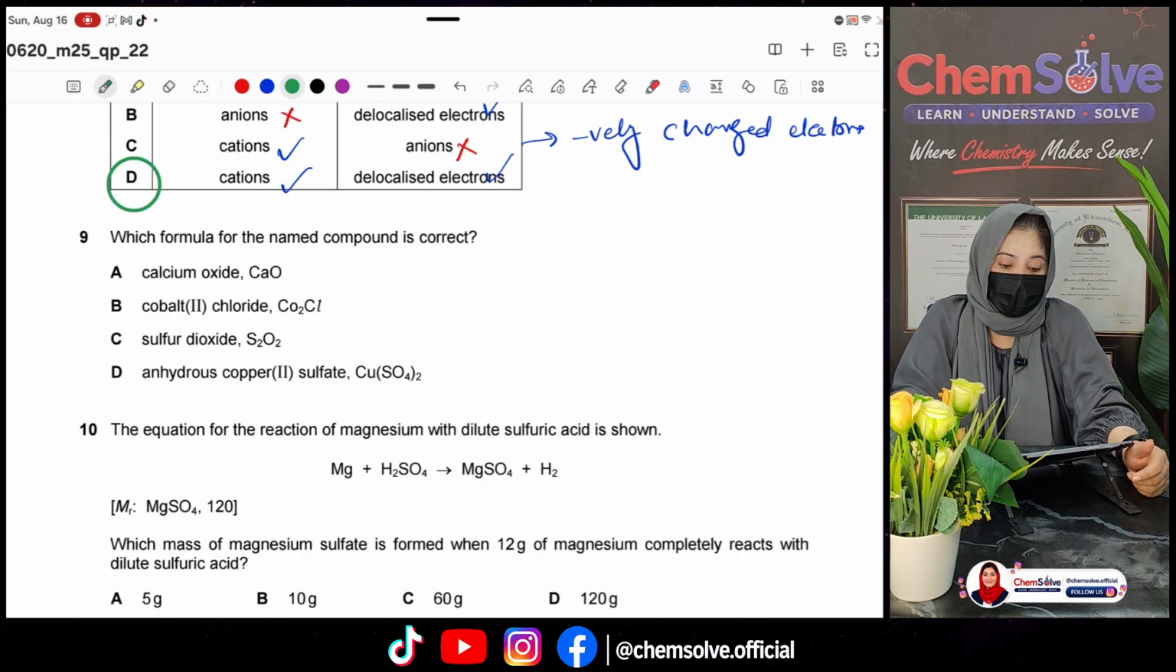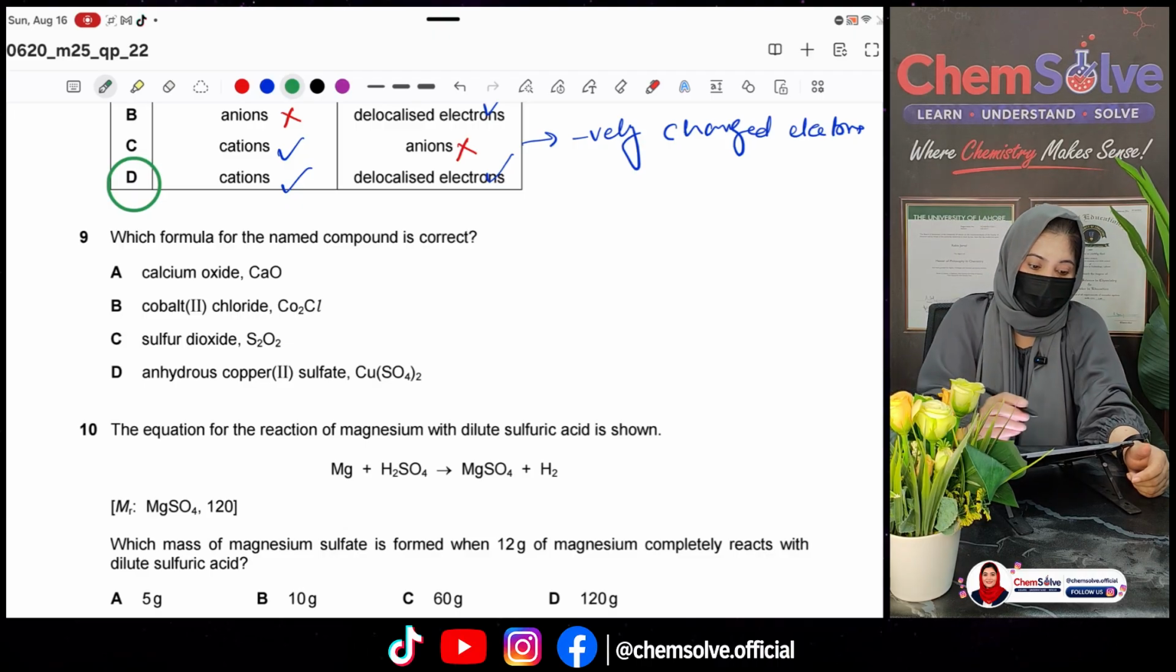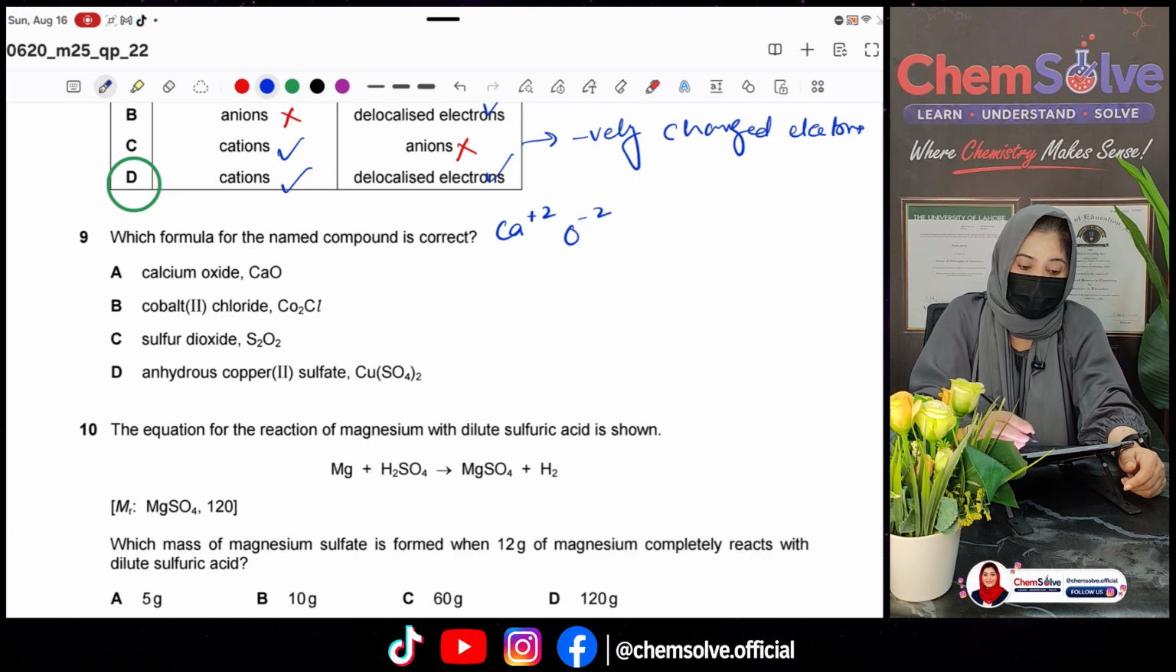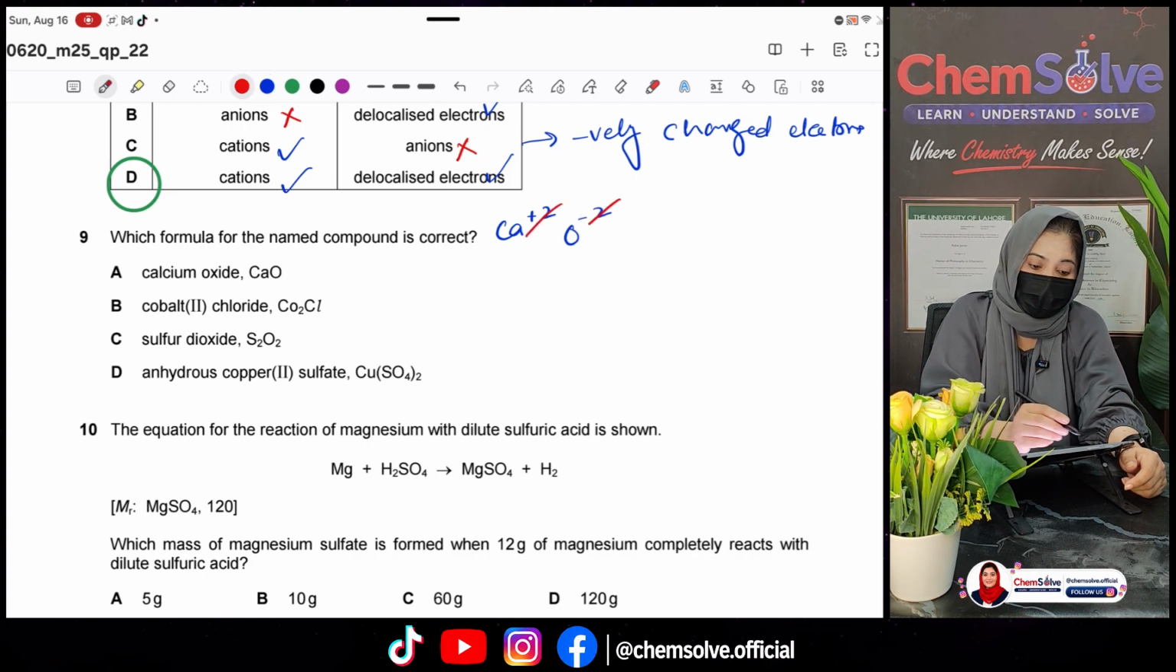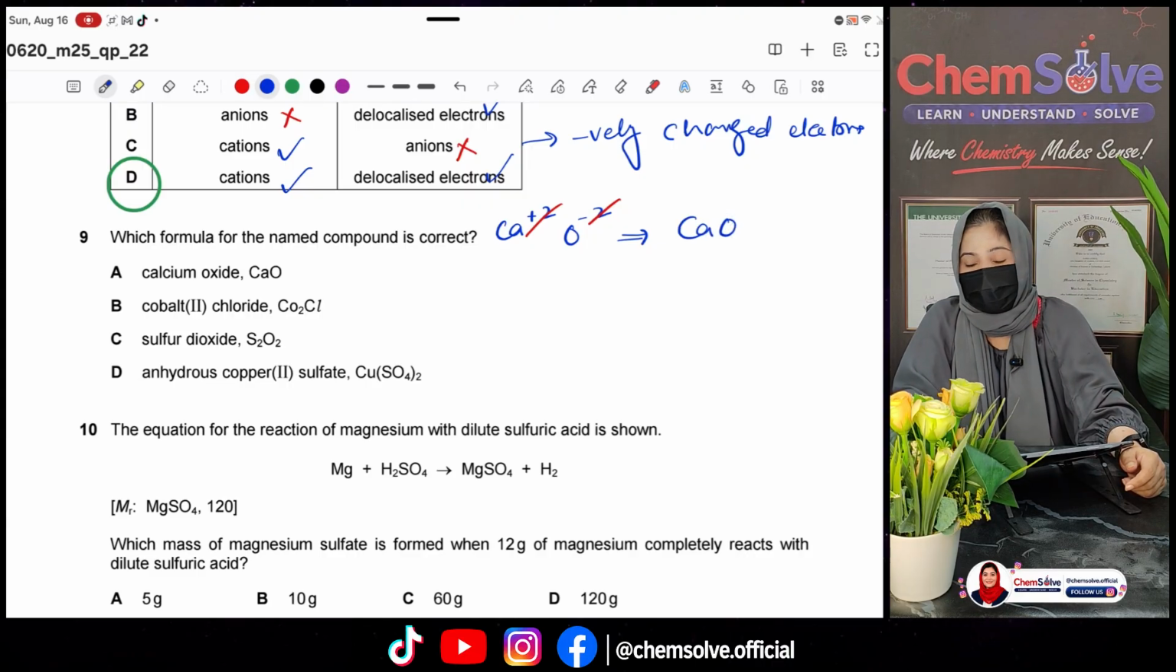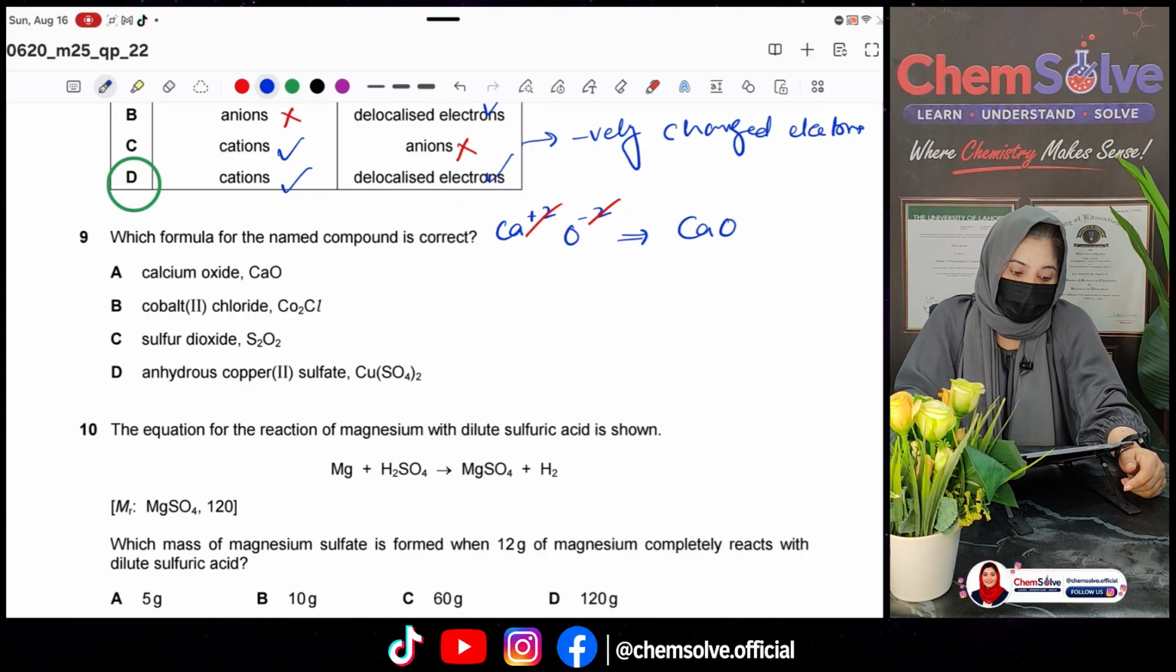Which formula of the named compound is correct? Okay. Let's make the formula. Ca is positive 2 because it is in group 2. Oxygen is -2. They both will cancel out each other. And the formula is CaO. I think this is a correct option, but let's look at the other options as well.